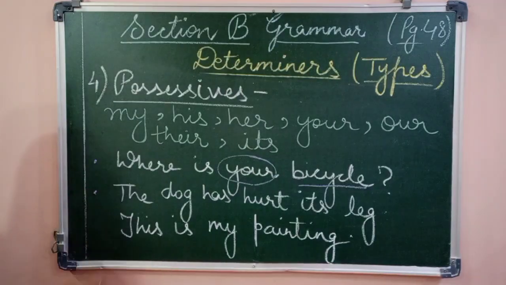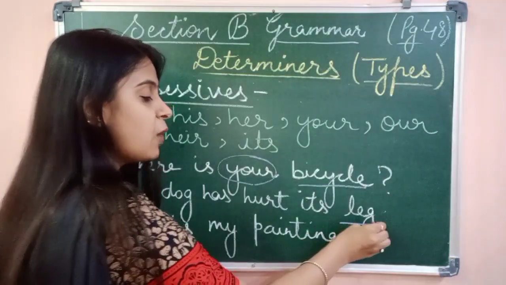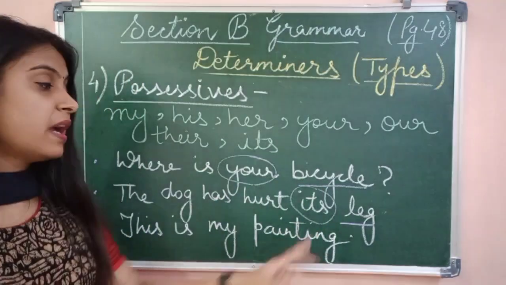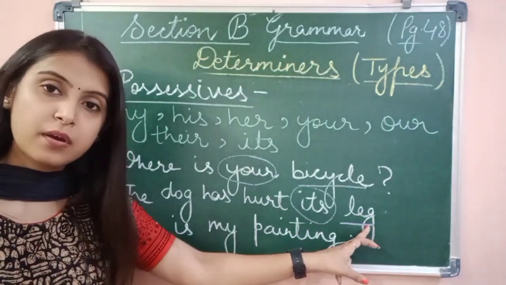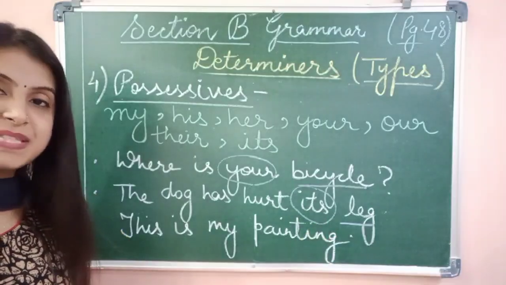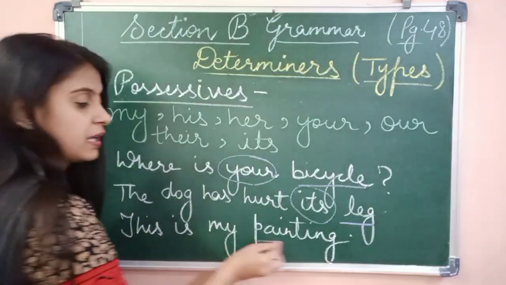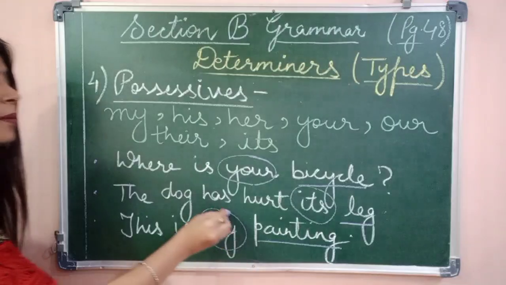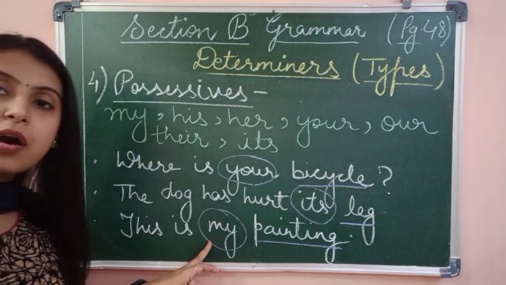Then next example, the dog has hurt its leg. Now before the noun leg we have used its to show possession. Its shows that the leg belongs to the dog. So its is again a possessive. Then third example says, this is my painting. Now painting is a noun. Before the noun we have used determiner my, which is showing belonging, that the painting belongs to me. So my again is a possessive.